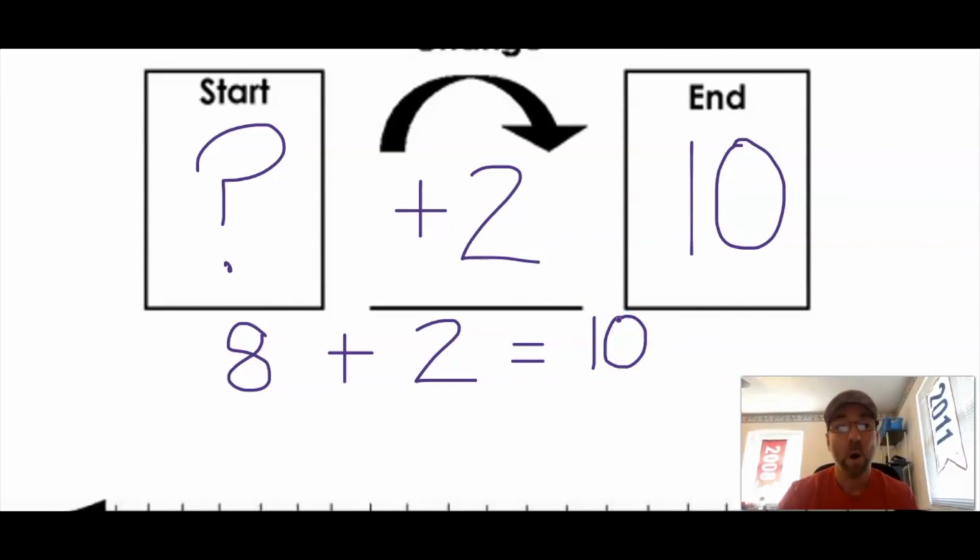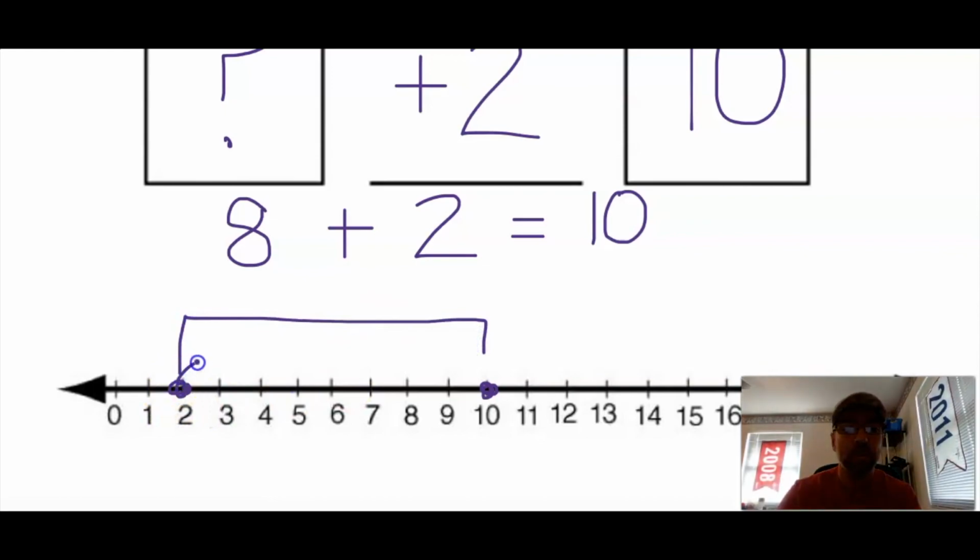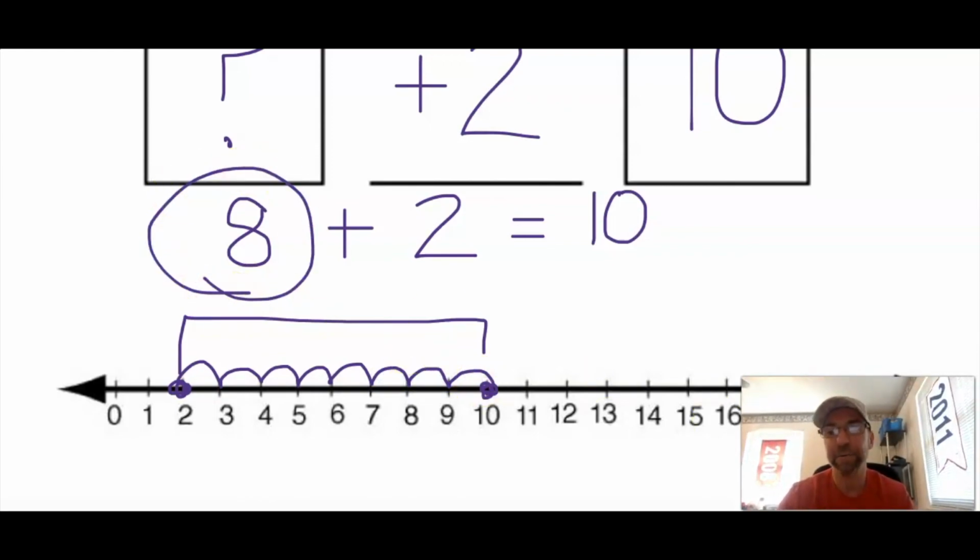Awesome job. On my number line, I ended at 10. And I bought 2. So I can count the hops that come in between. 1, 2, 3, 4, 5, 6, 7, 8 hops. And that was the answer we found. Whew! Awesome job! Today we did start, change, end as we changed to more.